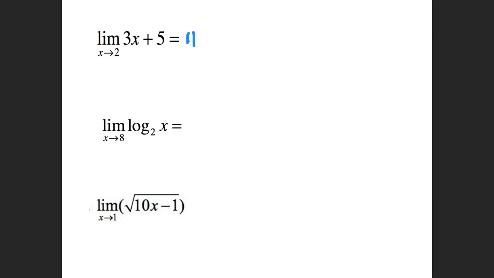Okay, should be 8, because when you have a log, so if I have the log base 2 of 8 is equal to, you really ask yourself, 2 to what power is equal to this number? 2 to what power is equal to 8? So 2 to the third is equal to 8, so that is 3.